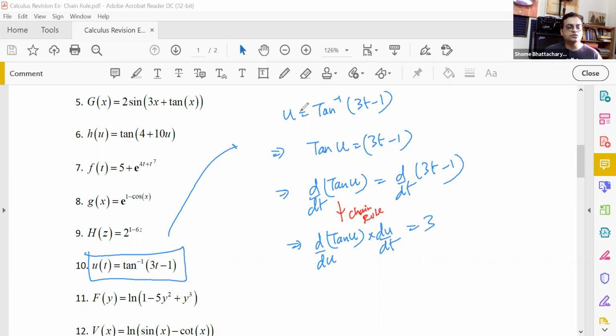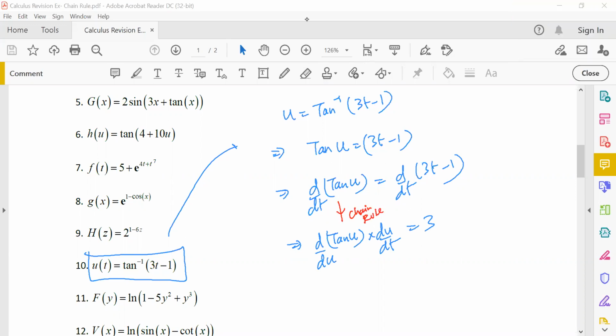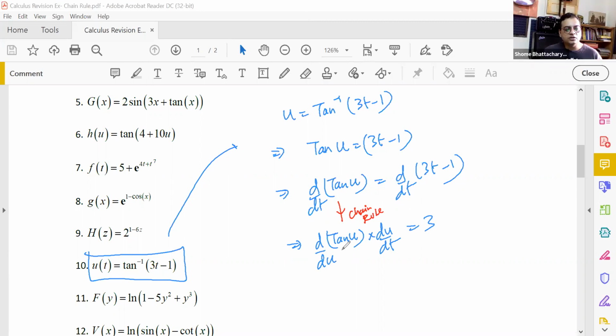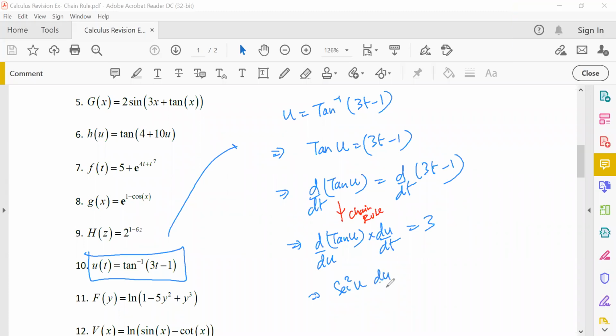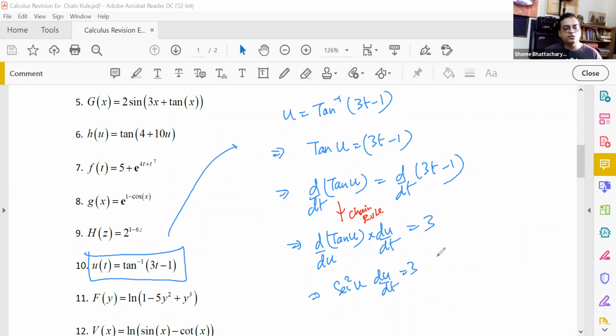Is this clear, Kirti, so far? Yes, sir. Okay, very good. So once this is clear, rest is now just recall the formula of differentiation of tan u. It's sec square u times du by dt. So just a bit of work remaining now, that we have to express du by dt in terms of t, not in terms of u.